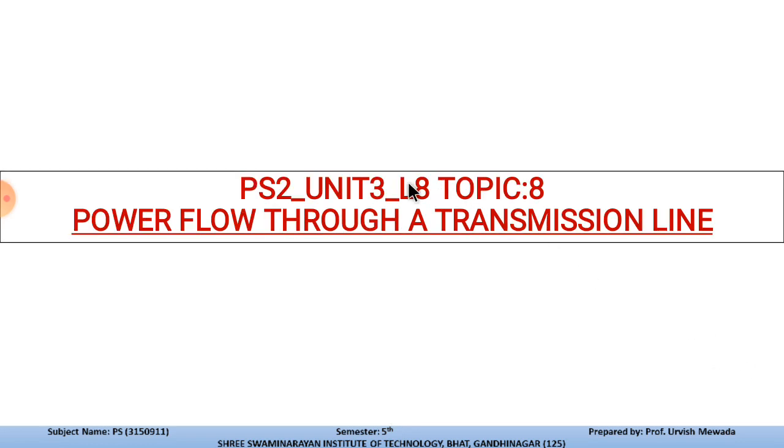In the last lecture we studied the ABCD parameters of the transmission line for different transmission systems, means for short, medium and long transmission. Now in this lecture, this is our topic number 8, power flow through a transmission line. So let us discuss how the power flows through the transmission line.